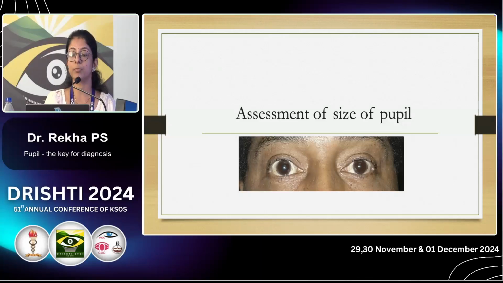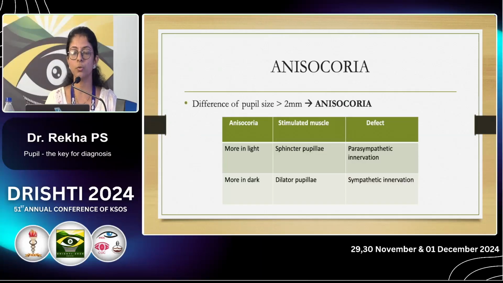Now next is the assessment of pupil size. If the difference in pupil size is more than 2 millimeter, we call it a pathological anisocoria. Usually it is pathological if the difference of size is more than 2 millimeter. So if such anisocoria is there, then we have to see whether the anisocoria is more in light or dark.